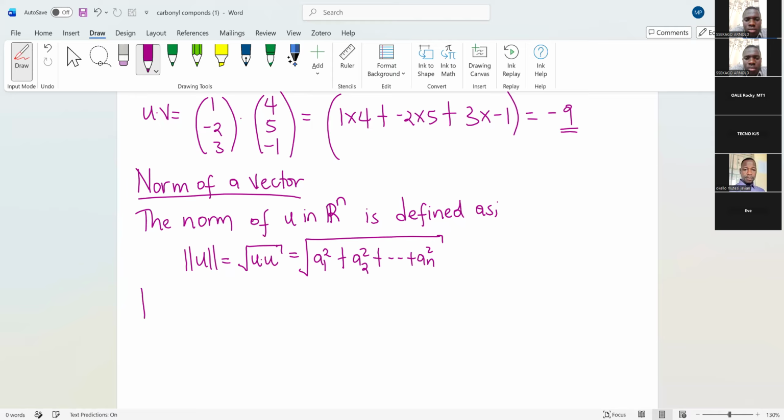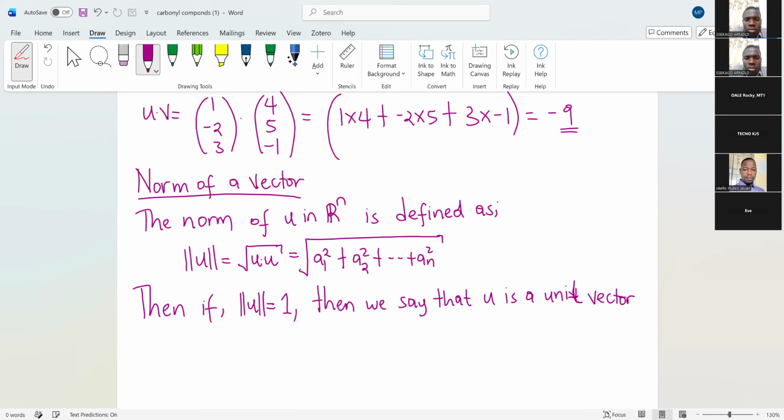Then if the norm is 1, the norm is 1, then we say that u is a unity vector. The unity vector, like that.